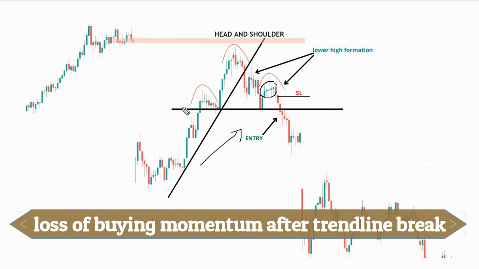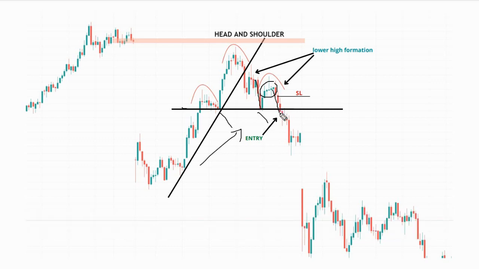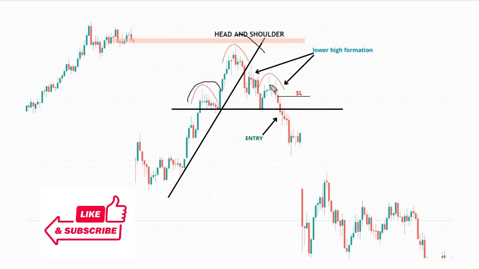Okay, and then this support is getting tested multiple times. So this is also an indication that the sellers are very strong in this price area. And also we find a head and shoulder pattern formation after a trend line breakdown, with support tested multiple times. Selling pressure is very strong, and then it broke down. Sell here, with a stop loss, and see the huge downside momentum after that. Okay, so now let's look at another example.